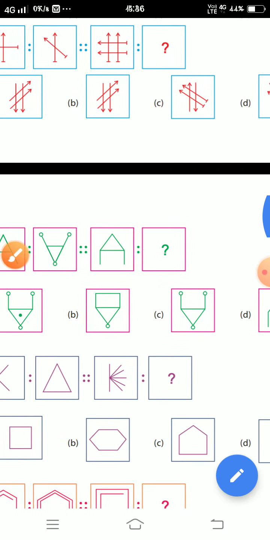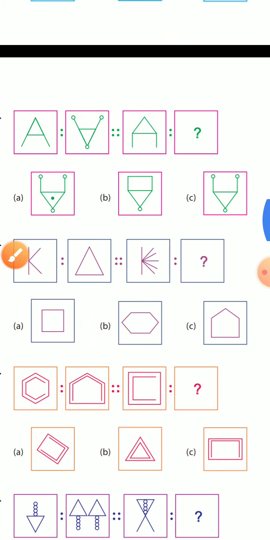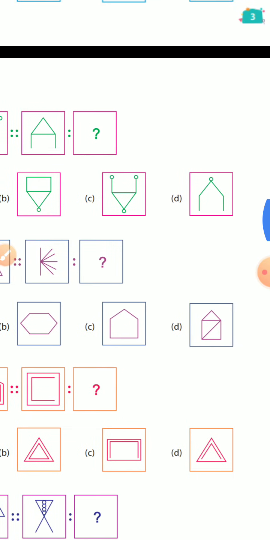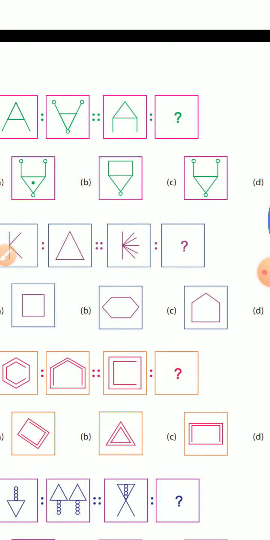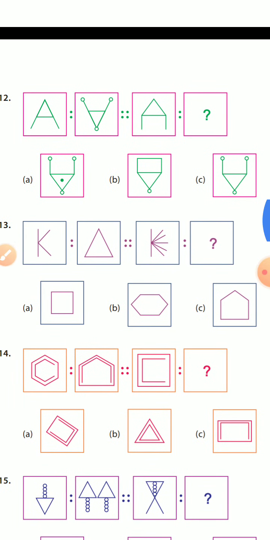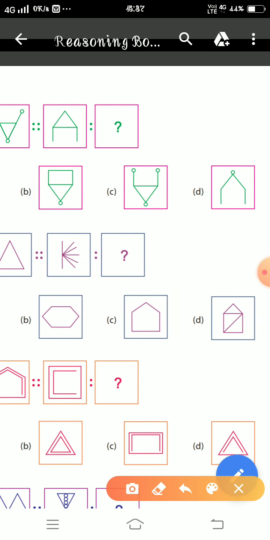Okay, the next question which I am going to solve for you: in the first box A is given, and in the second one they have just reversed the A and put a circle on it. So I will be finding what can be the right answer. A can be the right answer, but in A the triangle circle is given, so A is also not the right answer, B also not. So I find C is the right answer.